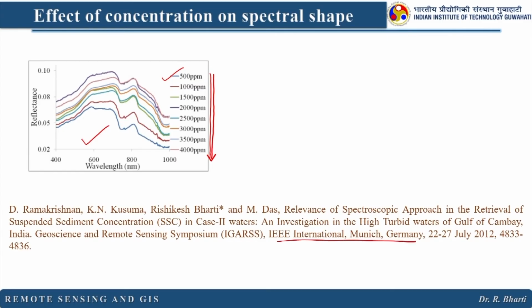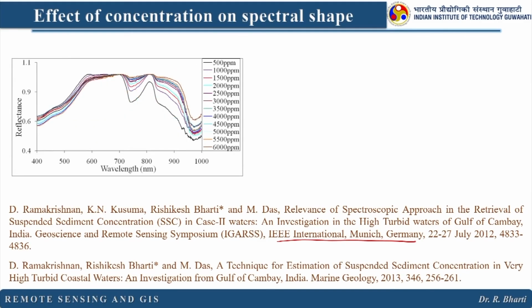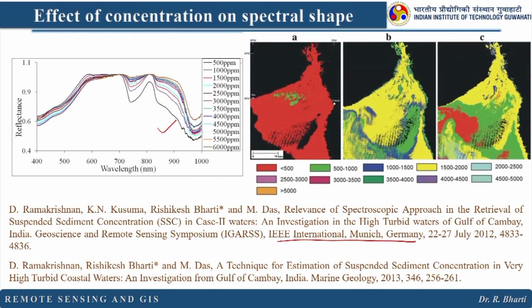Now you can access this. I have one more figure for you. Here also you can see in different concentration how the suspended sediments are behaving and what is their spectral signature, right? And we have used this particular information to map the suspended sediment concentration in different classes. You can see here the ranges are written, right?